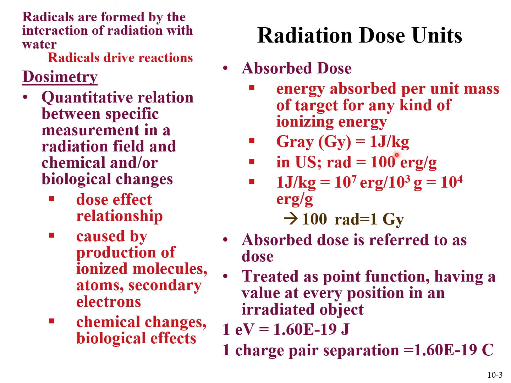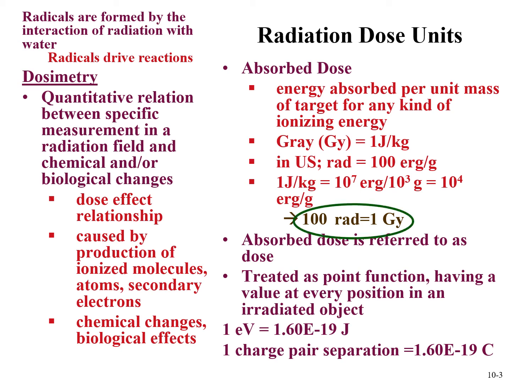The gray is 1 joule per kilogram. In the United States, we use the rad, where the rad is 100 ergs per gram, and it works out that 1 gray is equal to 100 rad. So for radiation dose units, we have this 2 orders of magnitude difference between SI units and what we use in the United States. This absorbed dose, a gray or a rad, is often referred to as dose, and it's treated as a point function, so it has a value at every position in an irradiated object.